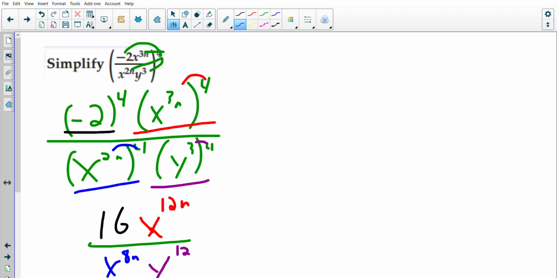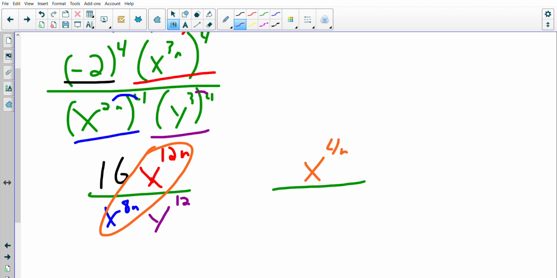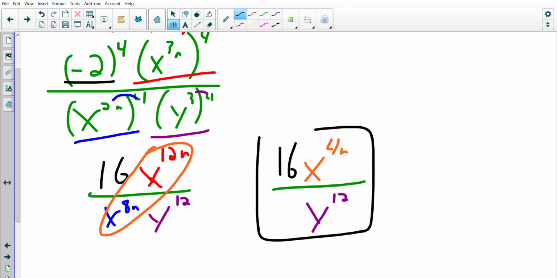So now we notice, wait a minute, we have the base is the same. We can combine these two. What's 12n minus 8n? Well, 12n minus 8n is just 4n. So we have x to the 4n. We didn't do anything else with any of the others. Y to the 12th stays the same, and 16 stays the same. So we're left with 16 x to the 4n over y to the 12th. And there we go.